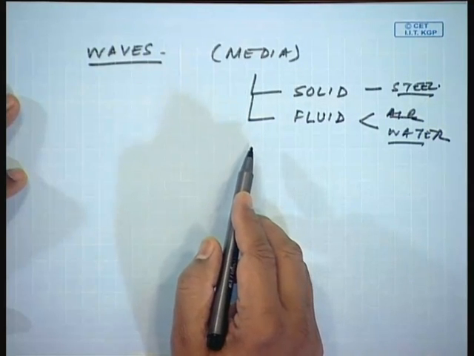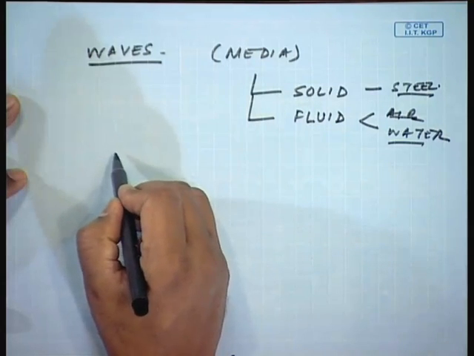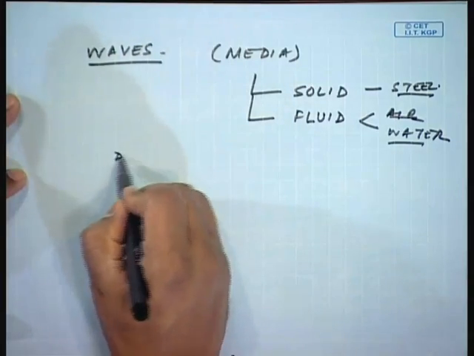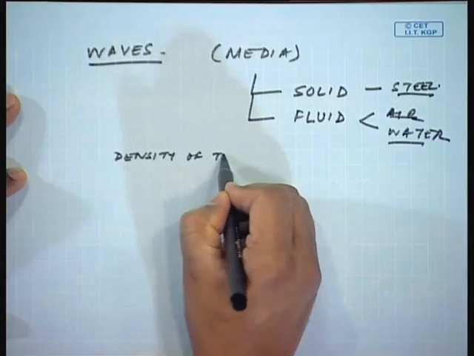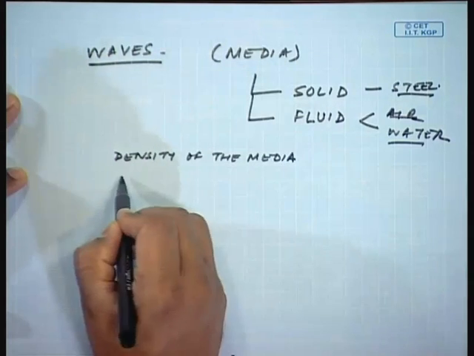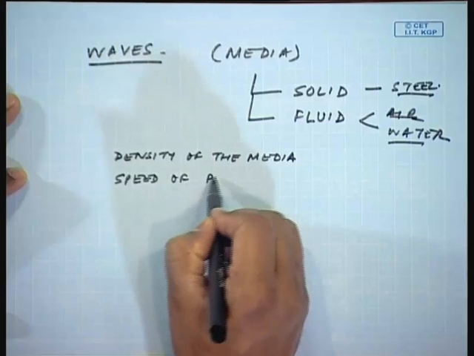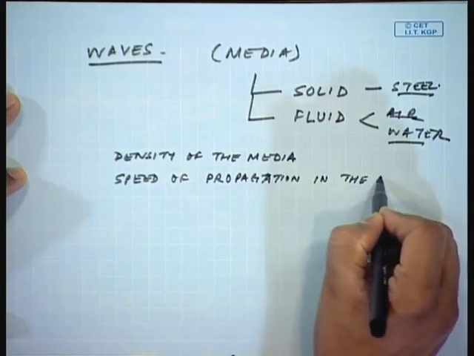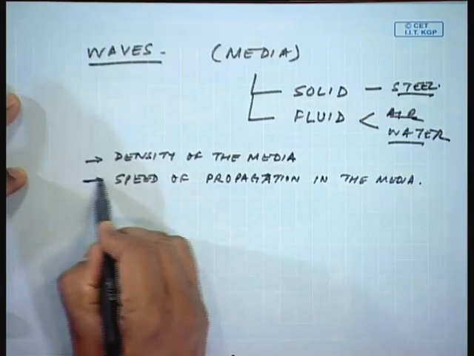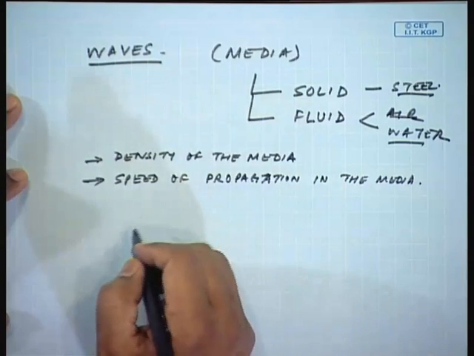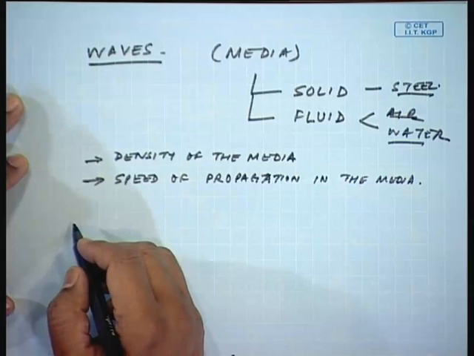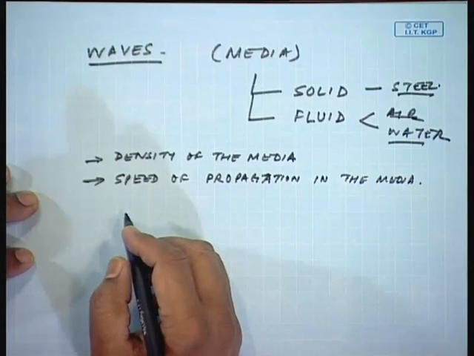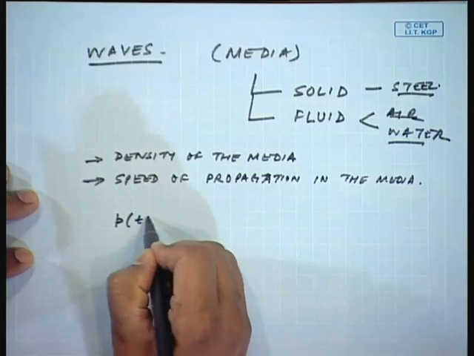So, depending on the media, two parameters come into play in the propagation of this energy in terms of waves from a source to a receiver: the density of the media and the speed of propagation in the media play an important role. Now, this acoustical wave or sound wave can be transferred in many ways. Incidentally, the sensation of hearing which you sense is because of a small pressure fluctuation.